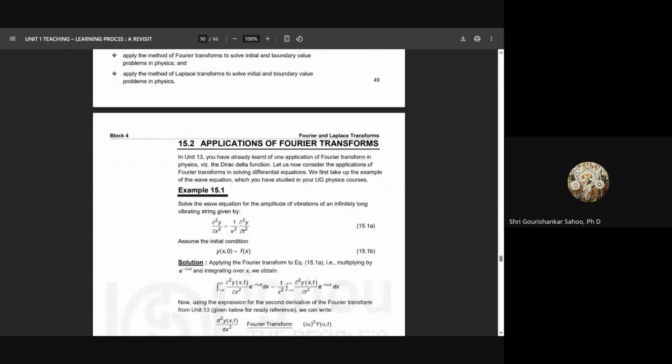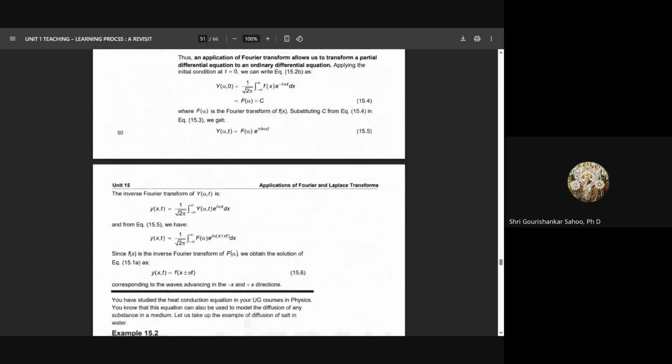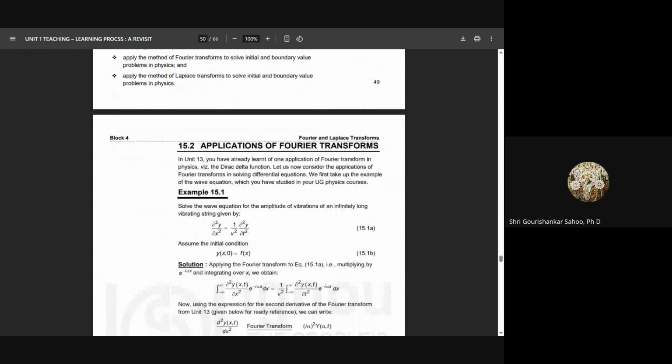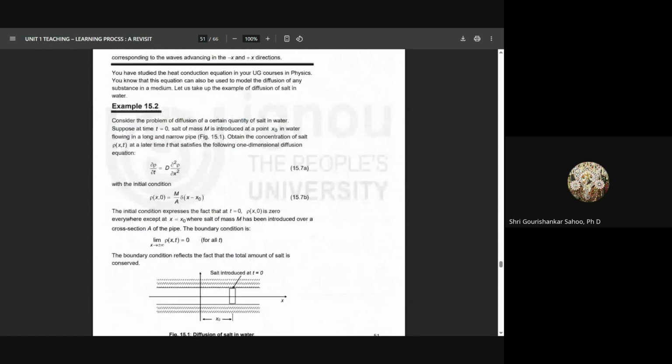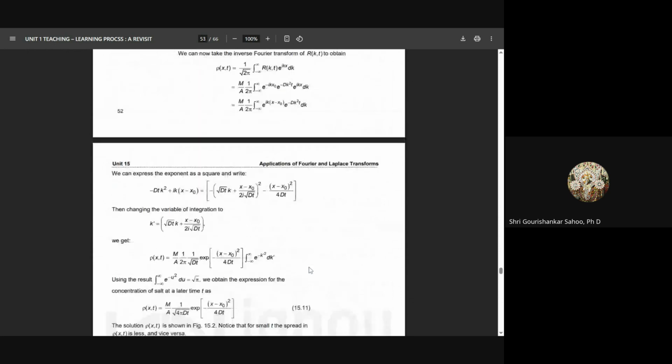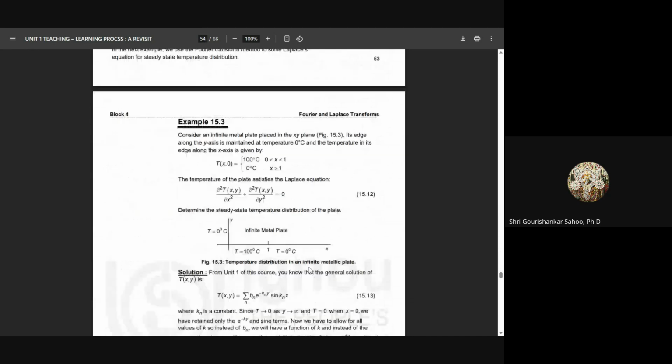Then Fourier transform can be applied in many physical situations. One is the wave equation, then your diffusion equation, in hydrodynamics, then temperature distribution in an infinite metallic space, thermodynamics.